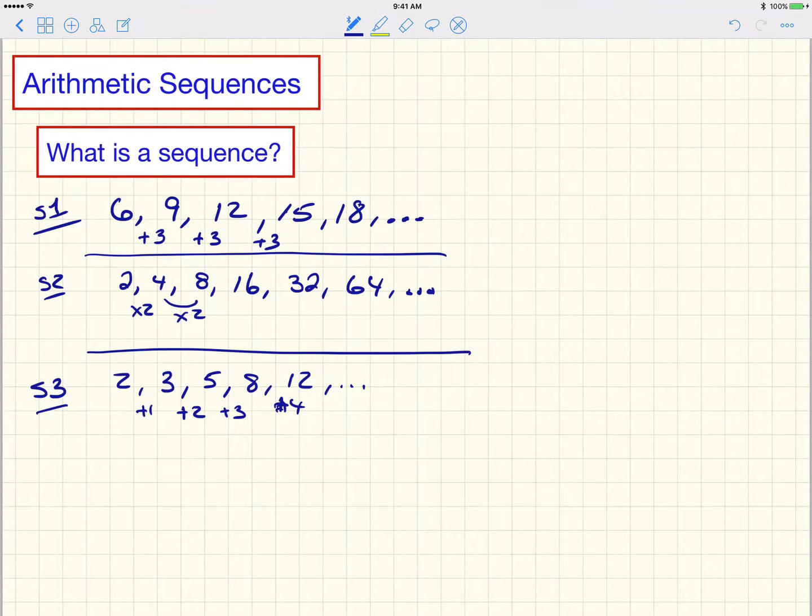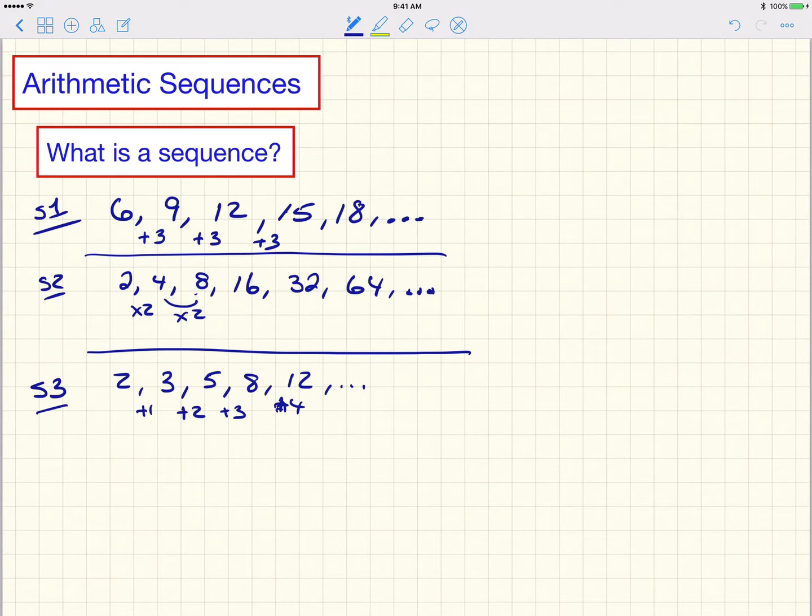I can't think of any right now off the top of my head, other than arithmetic sequences and geometric sequences, because it is a little bit early in the morning still, and my coffee hasn't kicked in. But that's okay. We're only really concerned with arithmetic sequences right now.